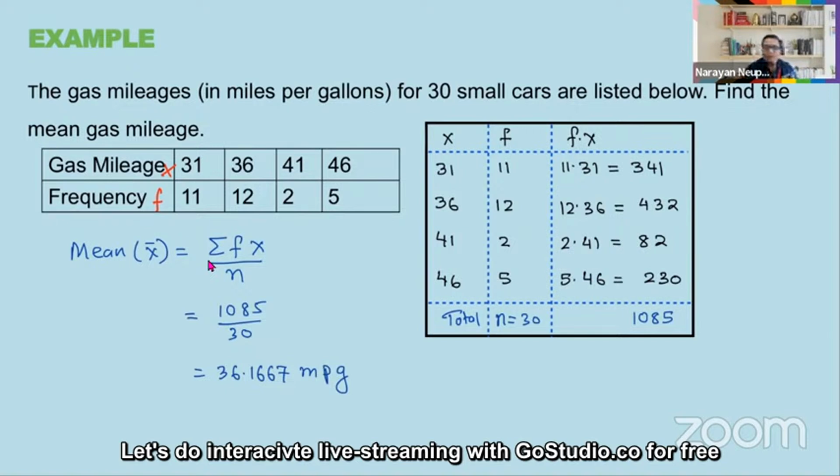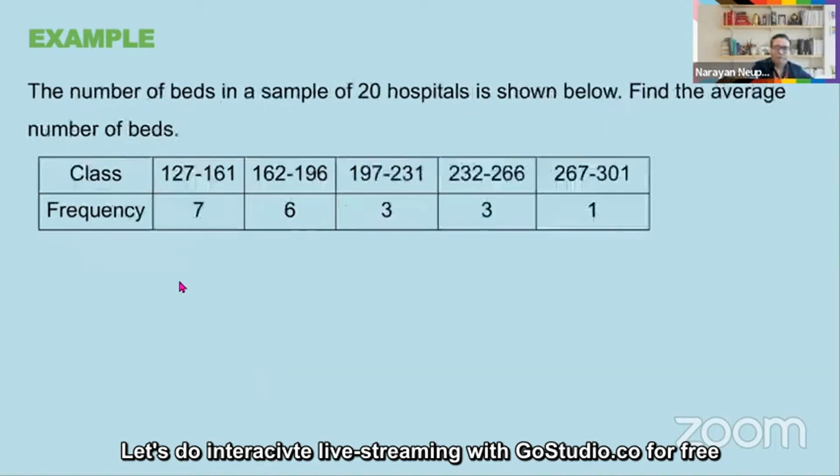Okay, so let's take one more example of the grouped data. Let's take this one here. Now you can see this grouped data is different compared to the first one because this one has the class. Okay, here is the question. The number of beds in a sample of 20 hospitals is shown below. We have to find the average number of beds.